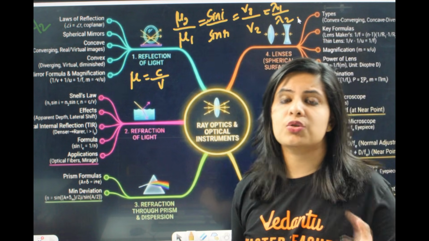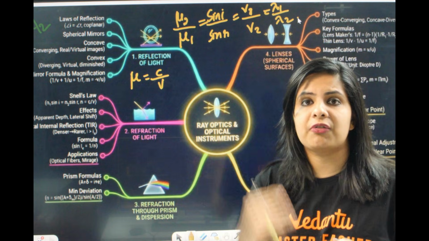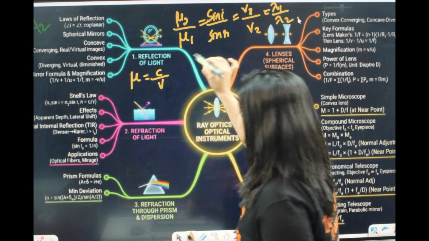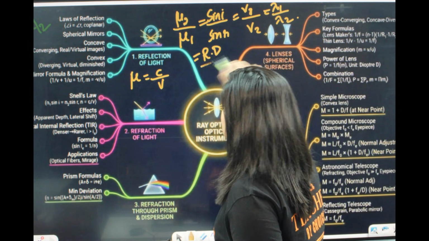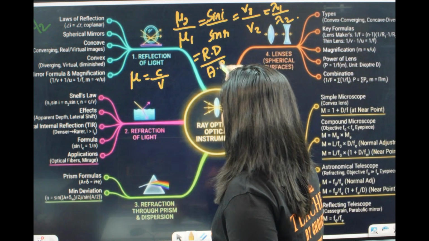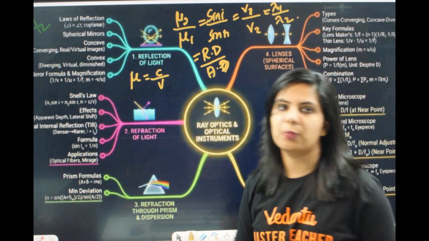Next, you should know the refractive index in terms of real depth and apparent depth. You can study this one better on your own. Real depth divided by apparent depth will be equal to mu2 by mu1.